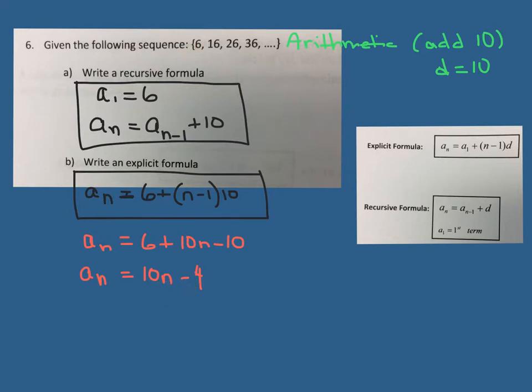If we replace the n with a 2, a sub 2, the second term, 10 times 2 is 20, and 20 minus 4 is 16. There's our second term. And keep going, a sub 3, 10 times 3 is 30, minus 4 is 26. So this pattern just follows. So you could write your explicit formula like this, or like this. Either way is fine.